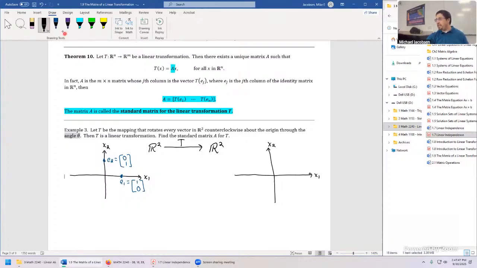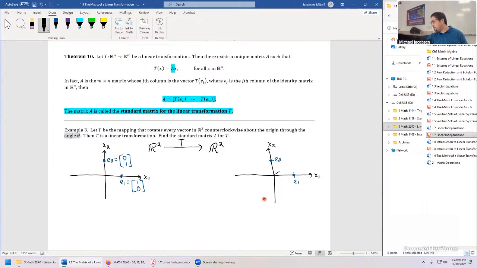So let's give this a try. On the right, E1 started right here. E2 started right here. I'm going to make the angle theta just be a simple acute angle, just so that the diagram doesn't get too busy, but it can be any angle in the clockwise direction. It can wrap around multiple times.